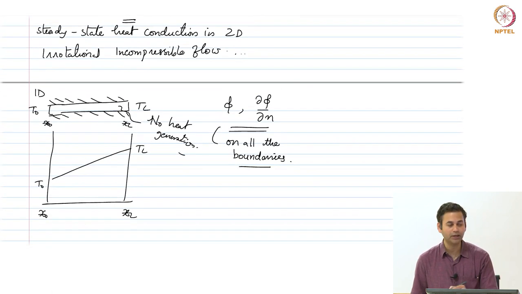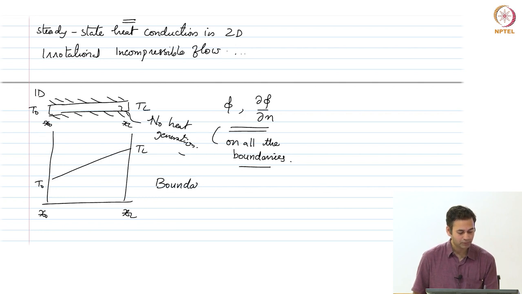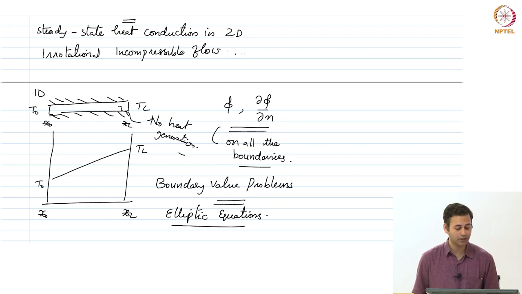In terms of either you specify the variable itself or a derivative of that, right? Okay, now these kinds of problems are known as what? Boundary value problems, which require values to be specified on all the boundaries of the domain. Now these boundary value problems are elliptic equations, and they have certain characteristics. So these characteristics are important to look at.